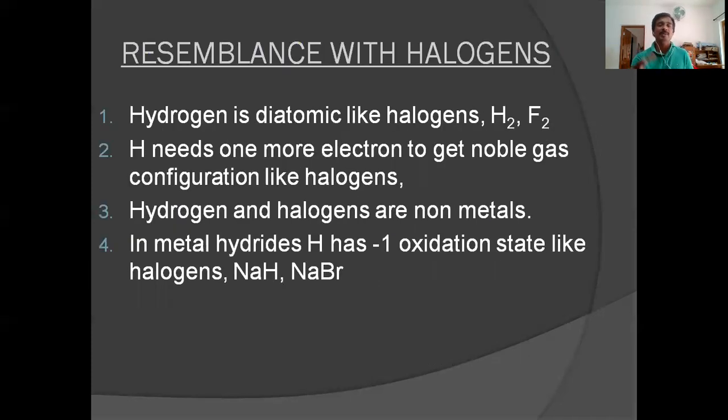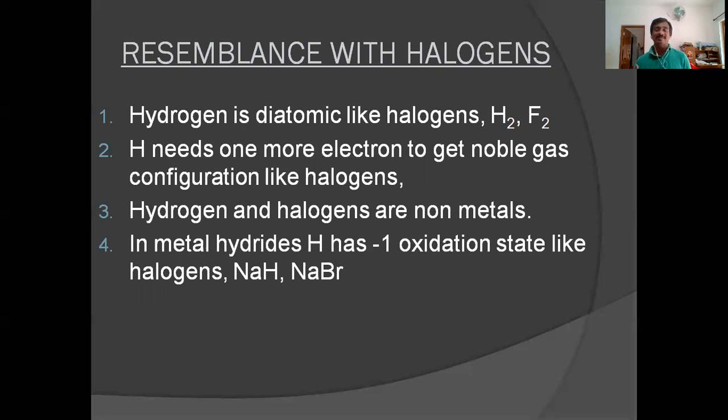Now, what are the resemblances with the halogens? Hydrogen is a diatomic molecule like halogens, H2, F2. Hydrogen needs one more electron to get noble gas configuration like halogens. If hydrogen has one more electron, it has two electrons, that is the configuration of helium. Similarly, fluorine has 9 electrons. If it gets one more, this is the configuration of neon.